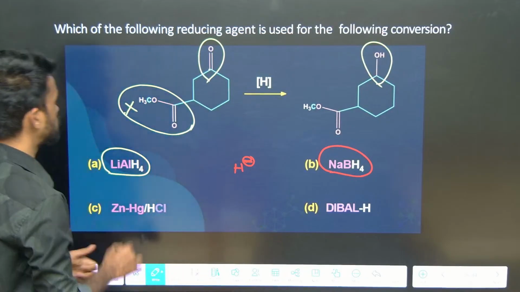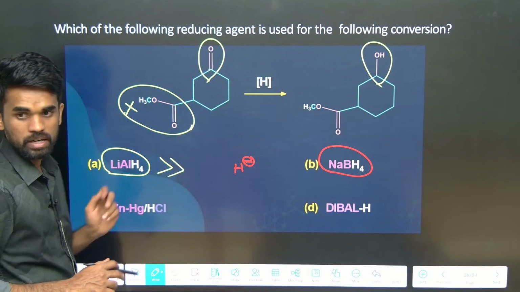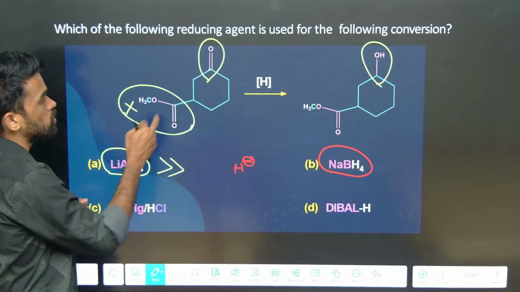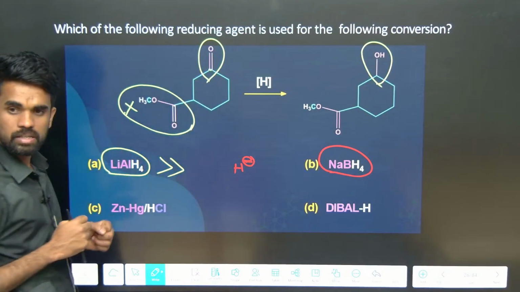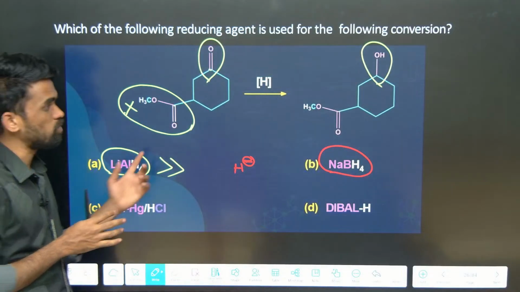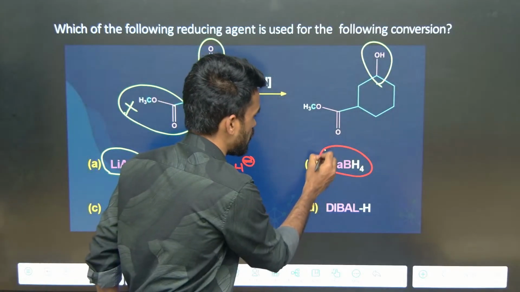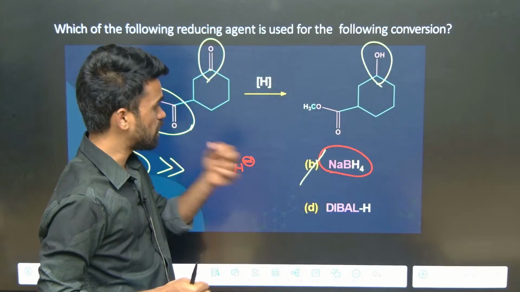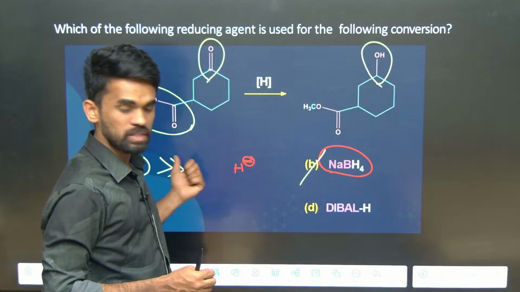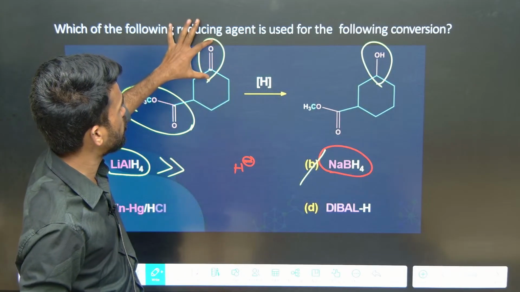But you know, lithium aluminum hydride is more reactive than sodium borohydride. So it will reduce both the ester as well as the ketone functional group. But I do not want both transformations, I want only this one. So for this transformation I can use NaBH4. Why? Because it is a weak reducing agent compared with lithium aluminum hydride, so it selectively reduces the more electron deficient carbonyl group.